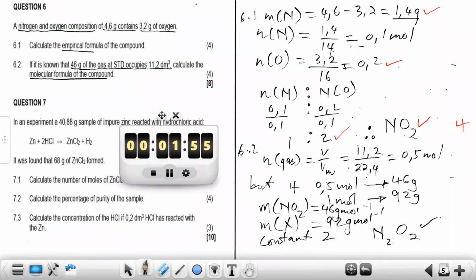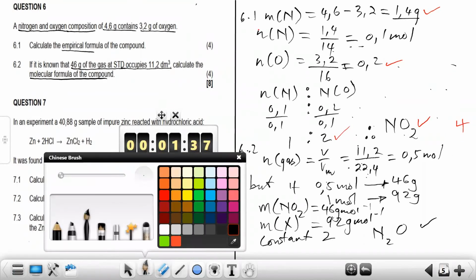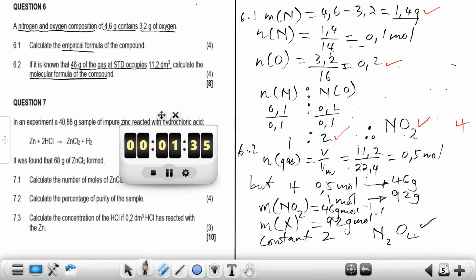So yes, the molecular formula was not supposed to be N2O4. I didn't multiply there. Yes, it is correct. Sorry, I didn't multiply with 2 there. Thank you, Jerry. It must be N2O4. Thank you.